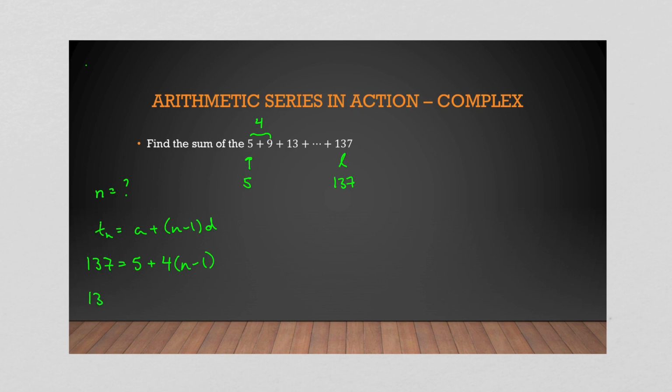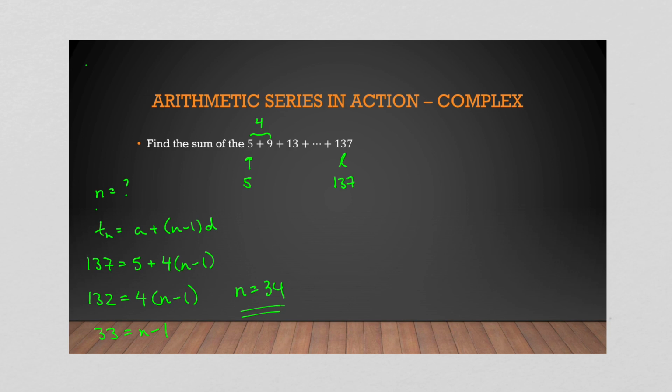So now subtract 5 from both sides. 132 equals 4 times n minus 1. Divide both sides by 4, and you get 33 equals n minus 1. And then add 1 to both sides, and you get n equals 34.